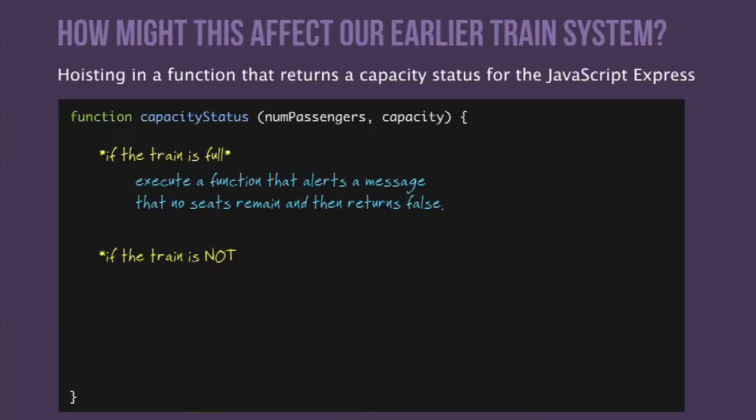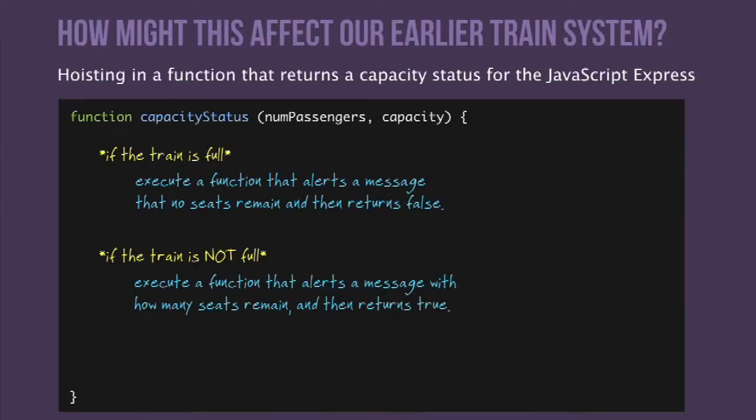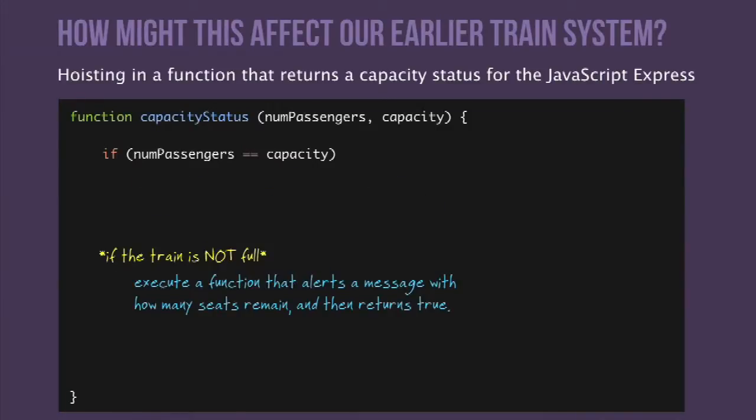Next, if the train is not full, we want to execute a function that alerts a message with how many seats actually do remain, and then returns true. So what would this look like in code? Well, we would say if the number of passengers currently equals the capacity, that means we've got a full train, then we'll call a function called noSeats. Now we haven't defined that yet, but we will in a bit.